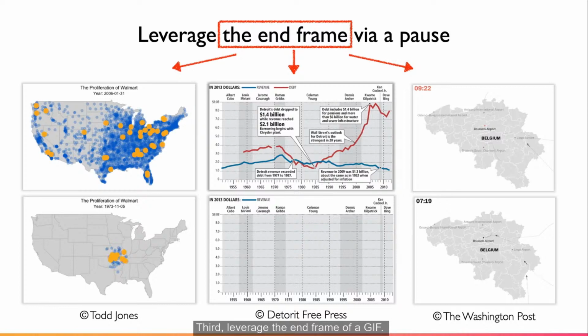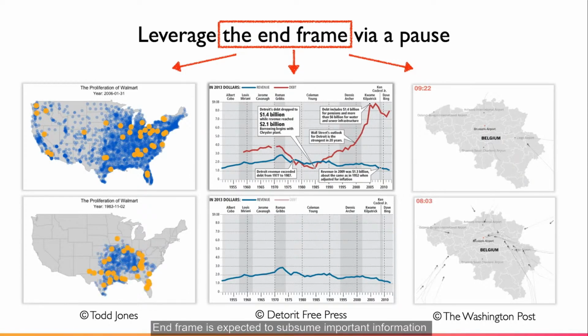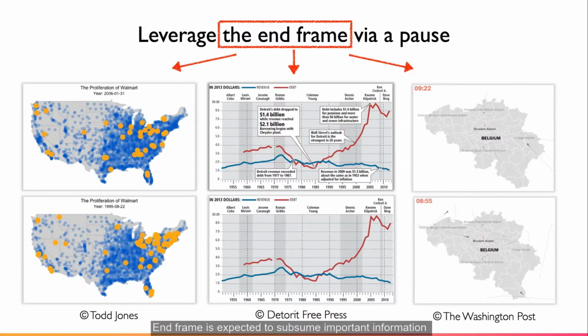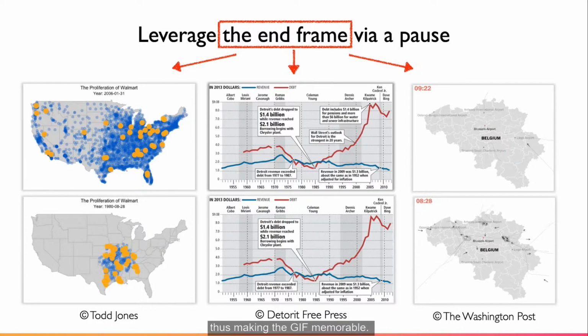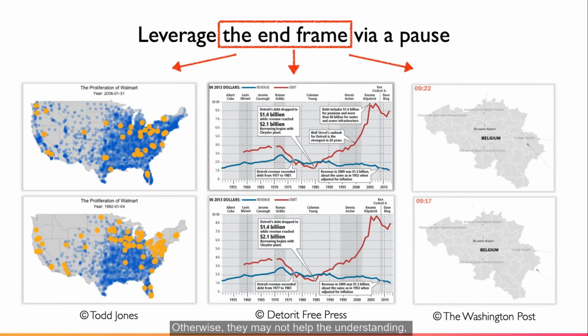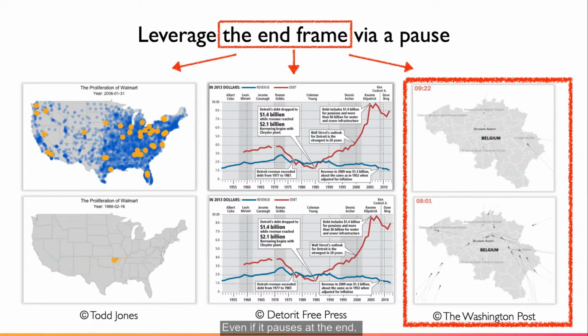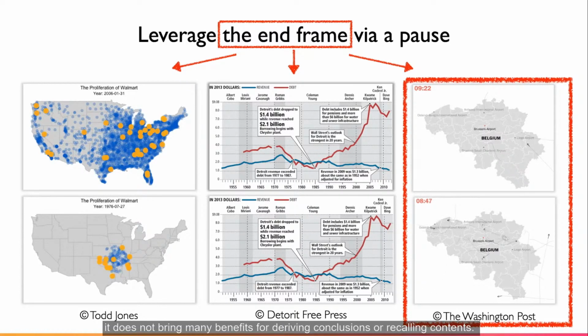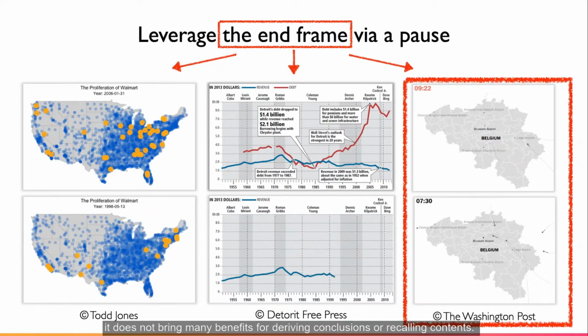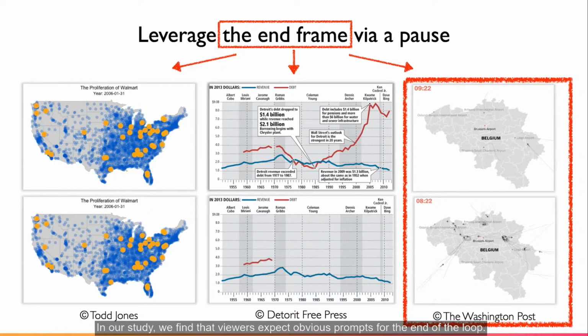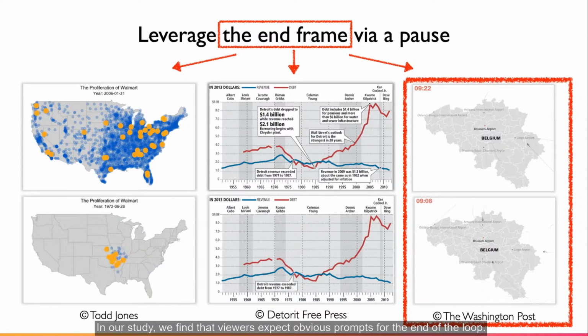Third, leverage the end frame of a GIF. The end frame is expected to subsume important information, such as previous data or take-home messages, thus making the GIF memorable. Otherwise, they may not help the understanding. Like the right example, even if it paused at the end, it does not bring many benefits for deriving conclusions or recalling content. In our study, we found that viewers expect an obvious prompt for the end of the loop.